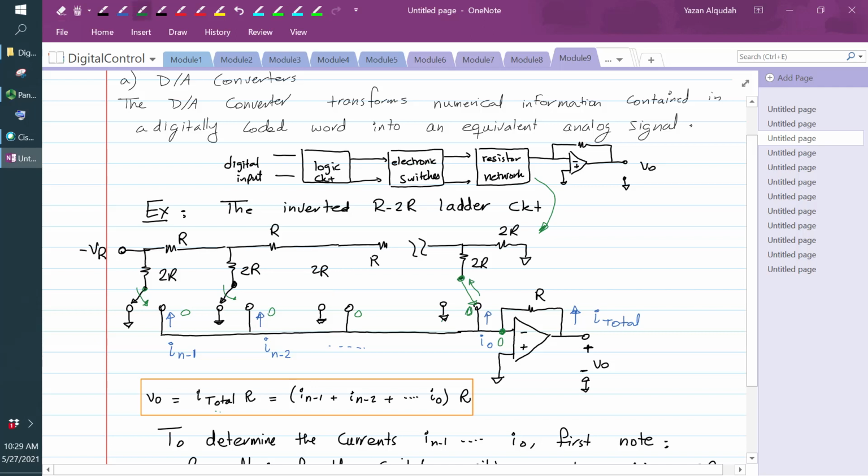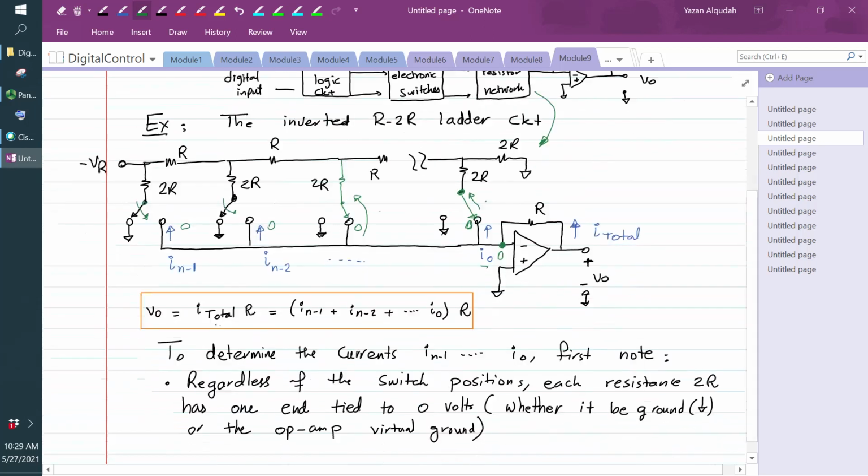Again, if I connect this switch to, like this is 2R, this current is also going to be added to I total. I total is going to equal this current plus this current. Whatever current is connected to the op-amp is going to make up the total current. And therefore, we can say that I total is going to equal IN minus 1 plus IN minus 2, all the way to I0.